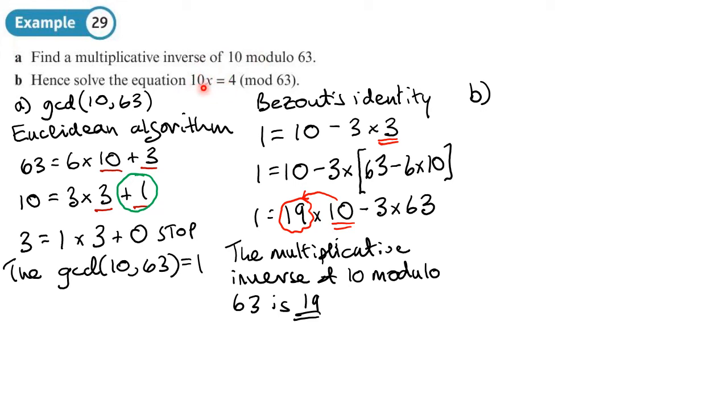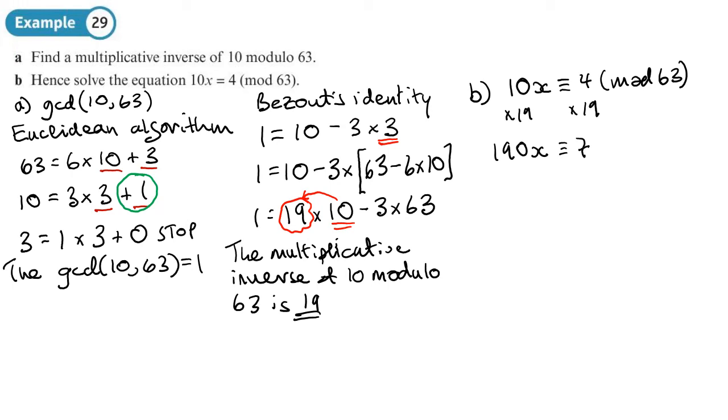What we're going to have to do is multiply both sides by the multiplicative inverse of 10 under mod 63, which is 19. So basically times both sides by 19. So you've got 10x is congruent to 4 mod 63. We times both sides by 19. So I'll have 190x is congruent to 4 times 19. Let's just work that out. I think it's 76, I think. Yeah, 76 mod 63. So the mod doesn't change.